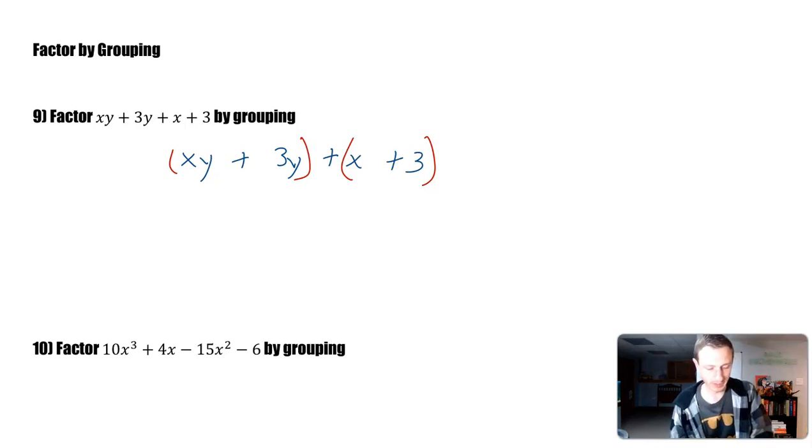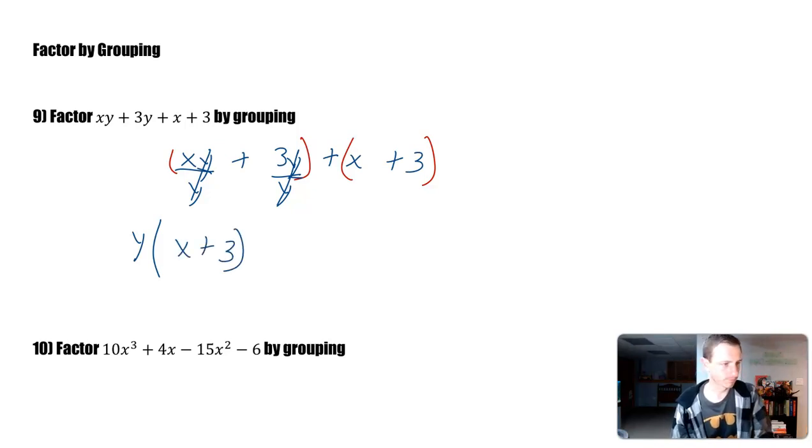So in this first set, I have xy plus 3y. What could I factor out? I could factor out a y. Then I'm going to divide both terms by that y. So the y's cancel, the y's cancel, and I'm left with x plus 3. Cool.